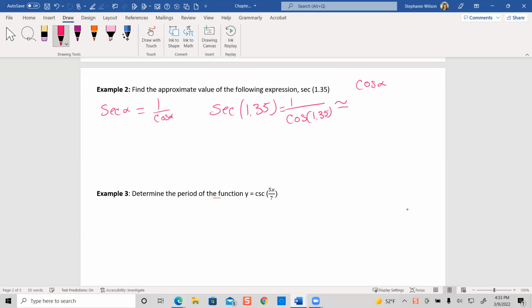We're going to type it in our calculator. We're going to round to the nearest tenth. We get 4.6.